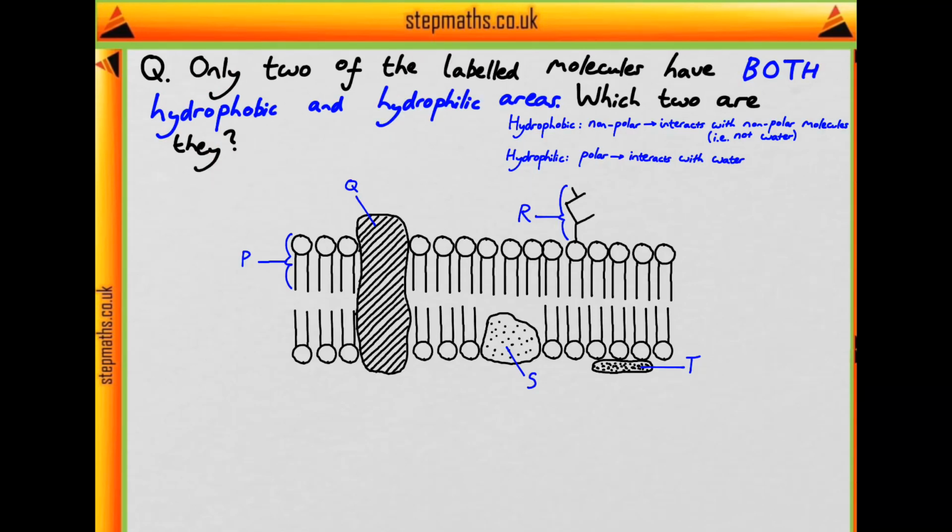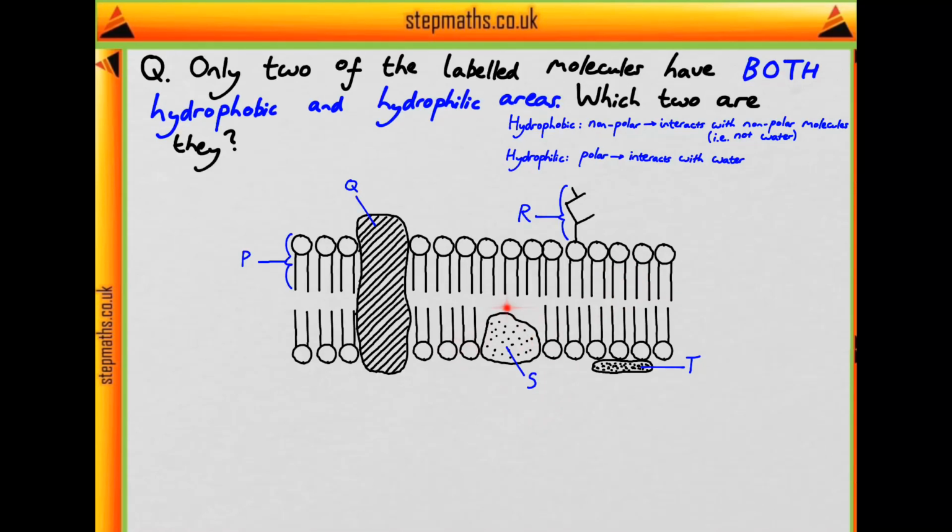Now, to address the others before we choose our answer, first we look at R, and it's clear that R is only interacting with the water, and so it only has hydrophilic areas. The case is the same for T, which is only interacting with the water and not this non-polar hydrophobic area.